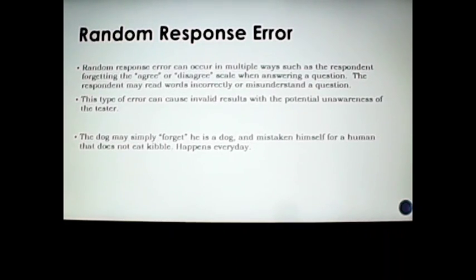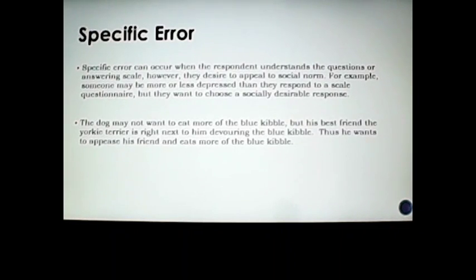We have a specific error, which can occur when the respondent understands the question or answering scale. However, they desire to appeal to social norms. So for example, someone might be more or less depressed than they respond to a scale questionnaire, but they want to choose a socially desirable response, right?